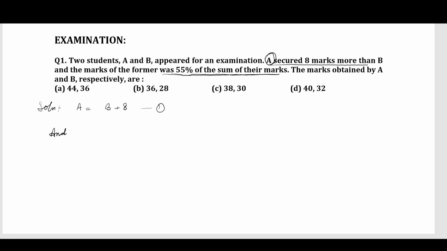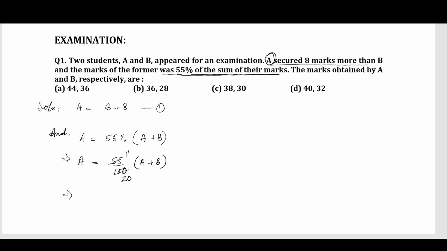So the marks of A is 55% of the sum of their marks, that is, A plus B. A will be equal to 55 by 100 into A plus B. So 55 by 100 is 11 by 20.